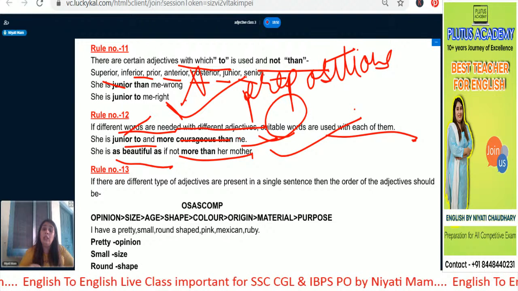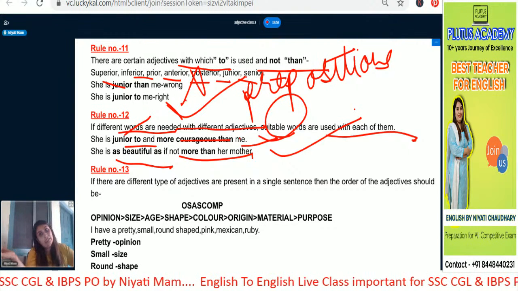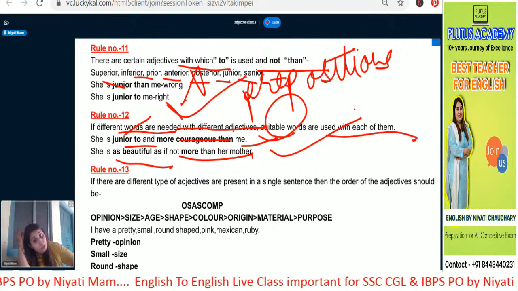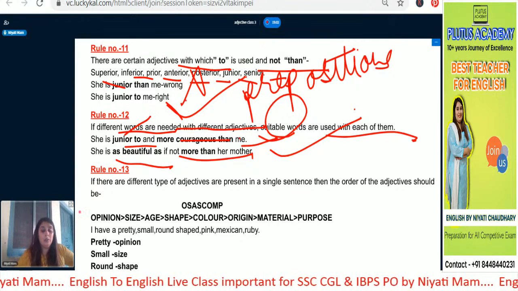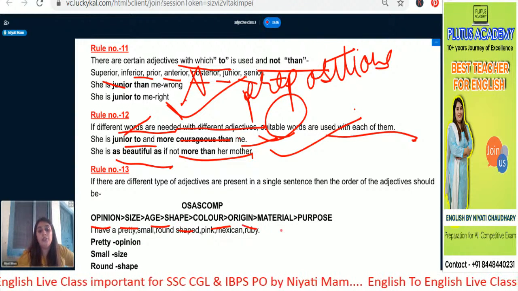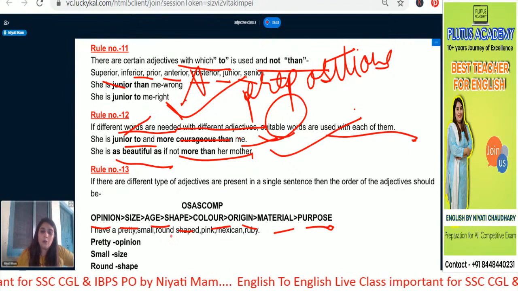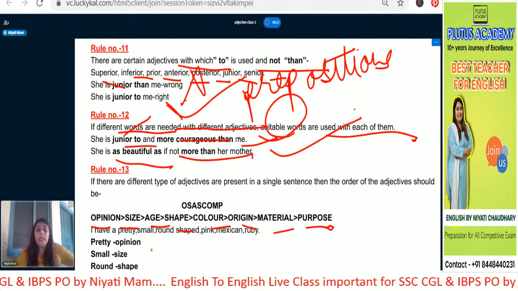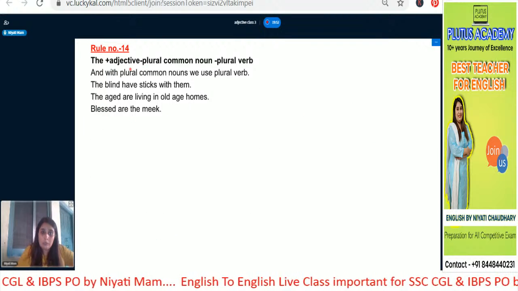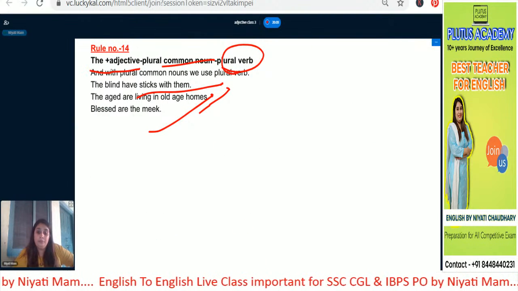Rule number 13: if there are different types of adjectives present in a single sentence, then the order of adjectives should be OSASCOMP, as I told you. Opinion, size, age, shape, color, origin, material, and purpose. I have a pretty small round shaped pink Mexican ruby. Now, this rule says what? Blessed are the meek.